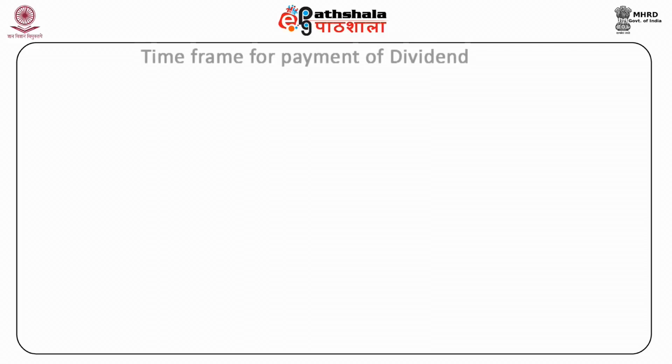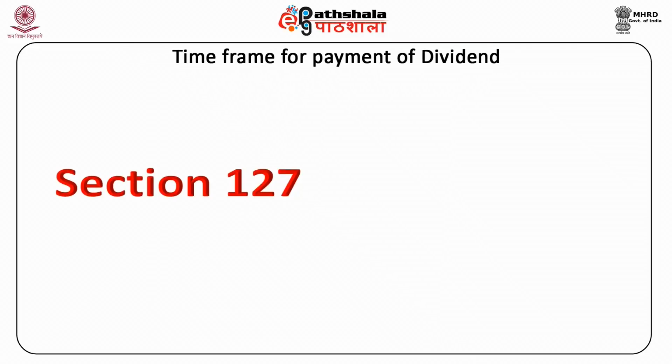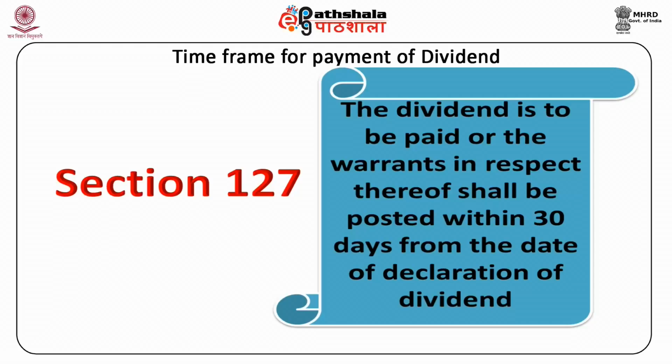Time frame for payment of dividend. As per Section 127 of the Companies Act 2013, the dividend is to be paid or the warrants in respect thereof shall be posted within 30 days from the date of declaration of dividend.